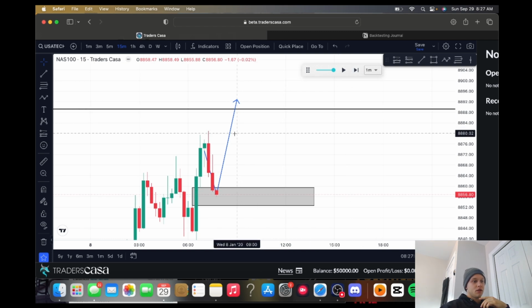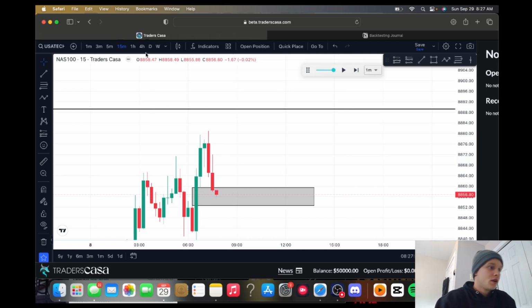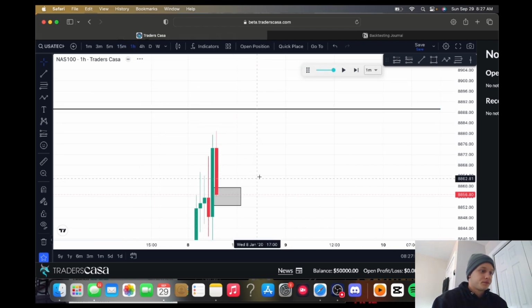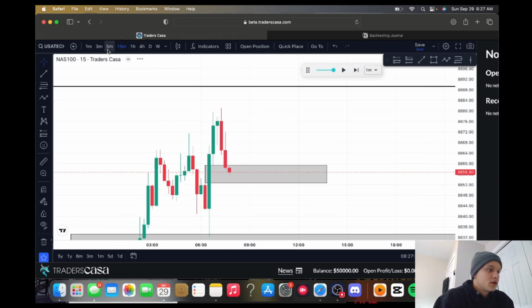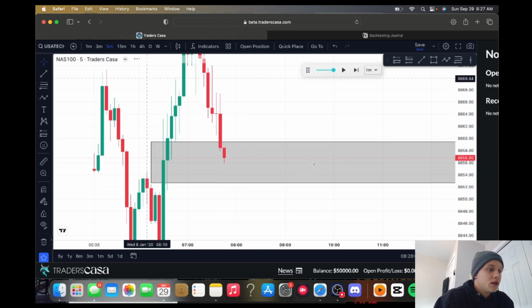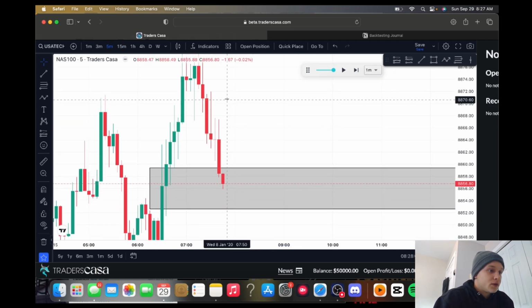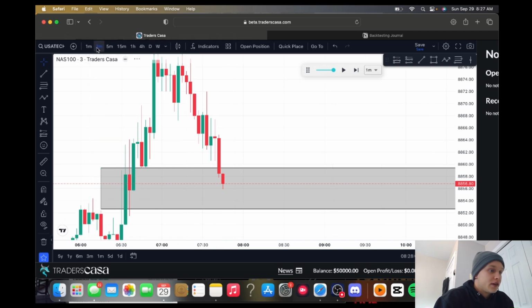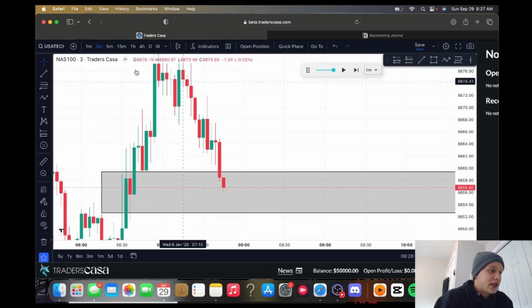Okay, tapped into it. So now what I'm going to do is I'm just going to drop down time frames, take a look around, see what we can get. Is there any unfilled 5s? We do not have any unfilled 5s. Do we have any unfilled 3s? We have no unfilled 3s. So this won't be an A+ setup, but it can be a nice setup.